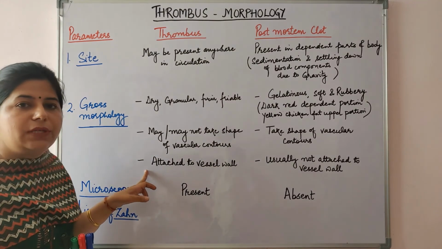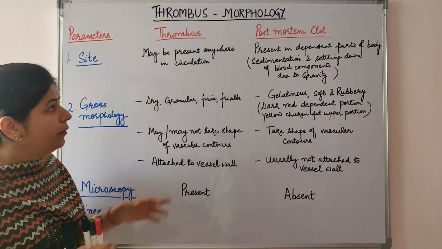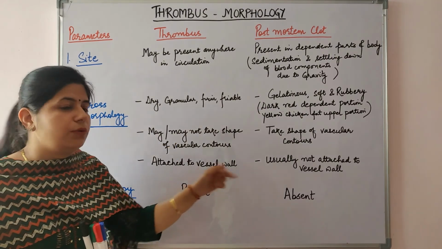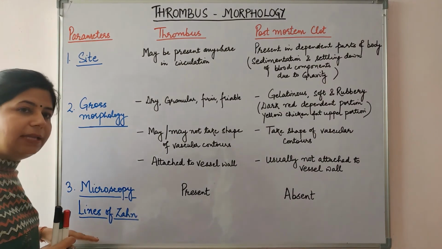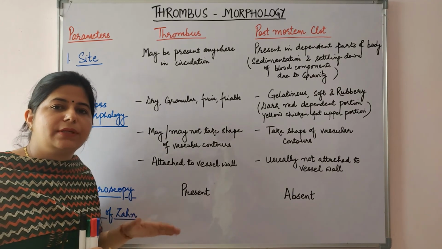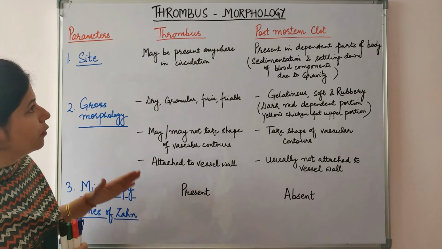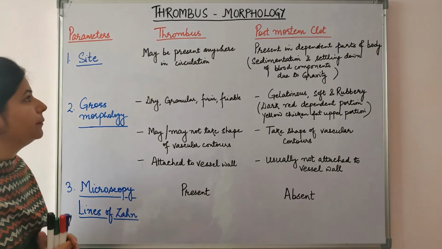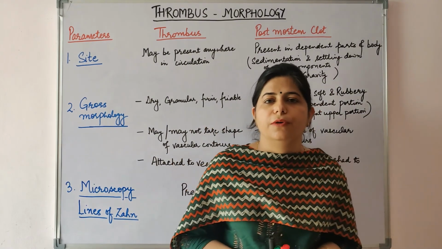Thrombus is attached to the vessel wall at the point of initiation, whereas the post-mortem clot is usually not attached to the vessel wall. Microscopy. The lines of Zahn are present in thrombus, whereas they are absent in post-mortem clot, and on this basis we can differentiate between thrombus and post-mortem clot. So in this video we studied the morphology of thrombus.